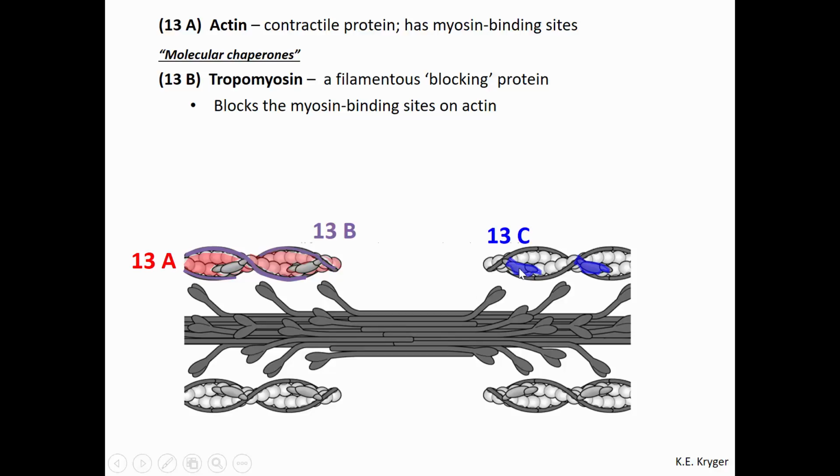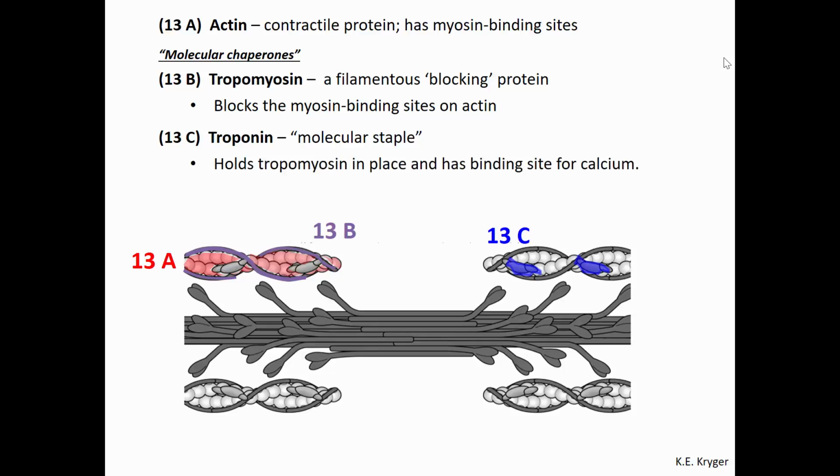And then in blue here, 13C, we have troponin. Troponin, I like to call the molecular staple. Right? It's going to hold tropomyosin on, right? Because tropomyosin's just lazy, right? It's just laying there. It's just blocking everything. And so troponin actually does all the work. So troponin holds tropomyosin in place, and it has a binding site for calcium. Cleverly, that is called, for those of you who are curious, the calcium binding site.